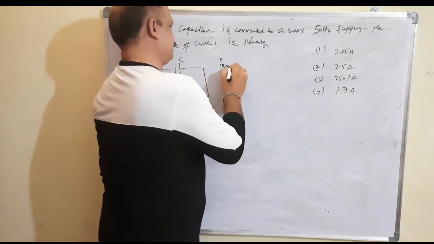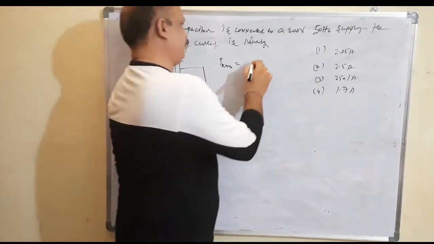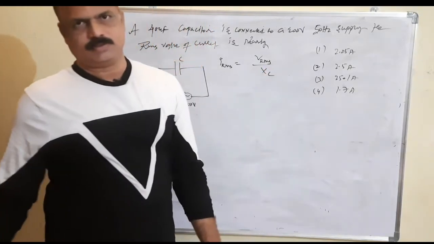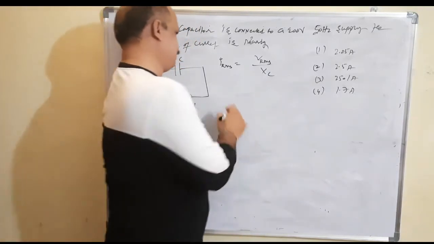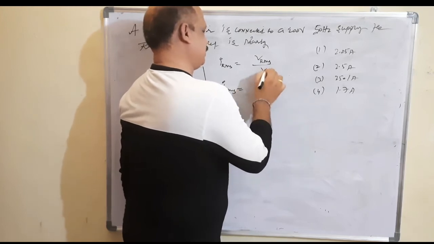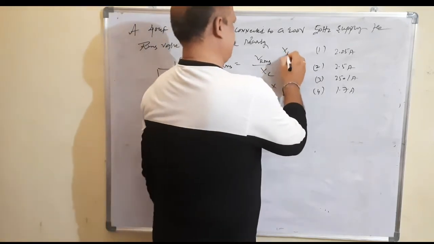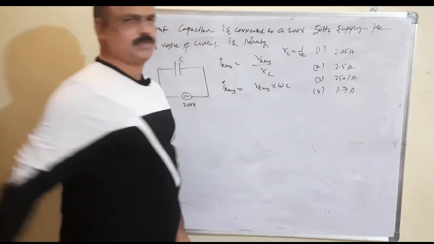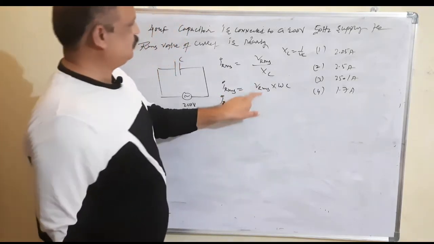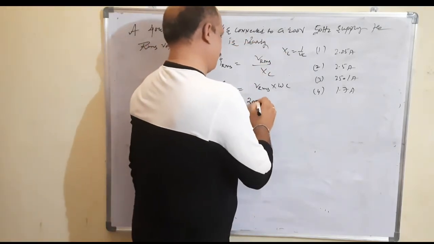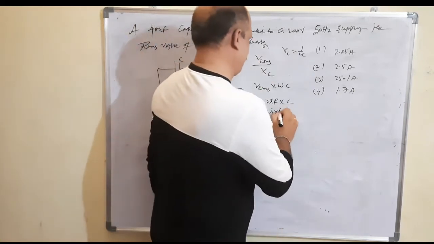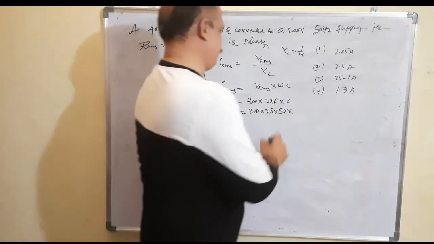So we know that I RMS is equal to V RMS by, since this is a capacitor circuit, XC, where XC is the reactance of the capacitor. XC is 1 by omega C, so omega C comes to the numerator, and I RMS is V RMS into omega C. V RMS is given as 200 volts. 200 into omega, which is 2 pi f, into C. So 200 into 2 pi into f, frequency 50 Hz, into C, capacitance 40 microfarads, 40 into 10 to the power of minus 6.